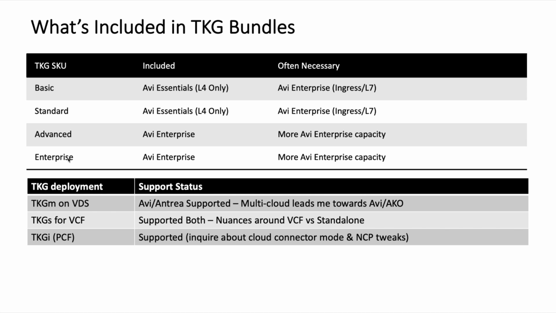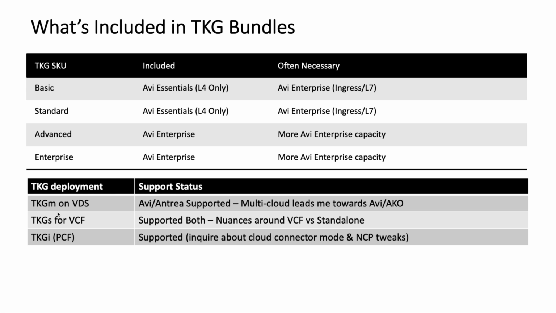Now, advanced and enterprise TKG customers do receive the full licensed version of Avi. Now, it's not enough to send hundreds of gigs of traffic into your clusters. If you have a high performance or high load application on these clusters, you might need more capacity, but these two packages get you all the features available within Avi. You just might need to double check that you have the capacity necessary.